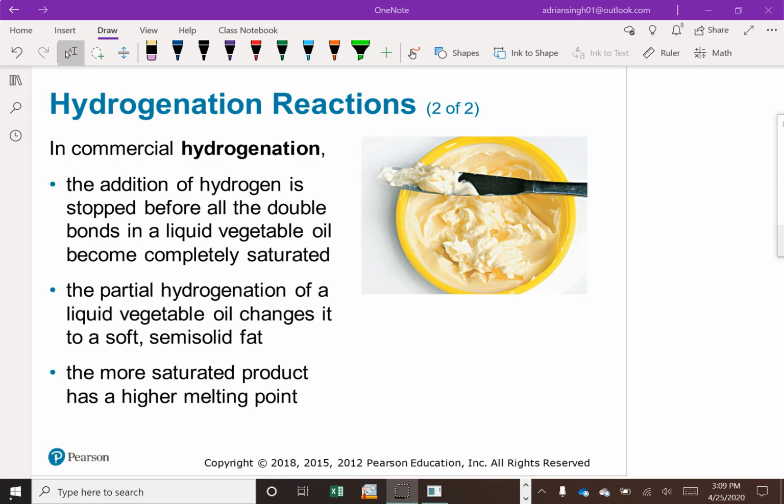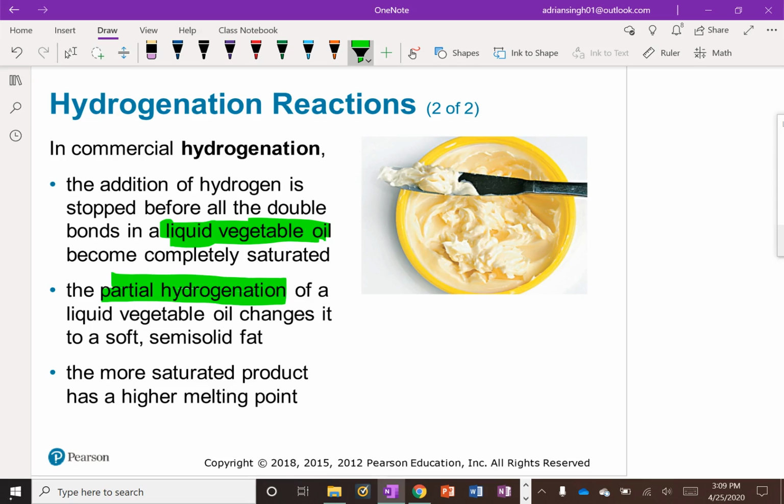So this reaction is performed on a huge scale commercially. What is accomplished here, on a commercial scale, is that liquid vegetable oil, for instance, which has lots of double bonds in it, becomes hydrogenated, but not hydrogenated all the way. They actually stop the hydrogenation before all of the double bonds are converted to single bonds, so we end up with partially hydrogenated vegetable oils. And as a result, the consistency of the thing changes.